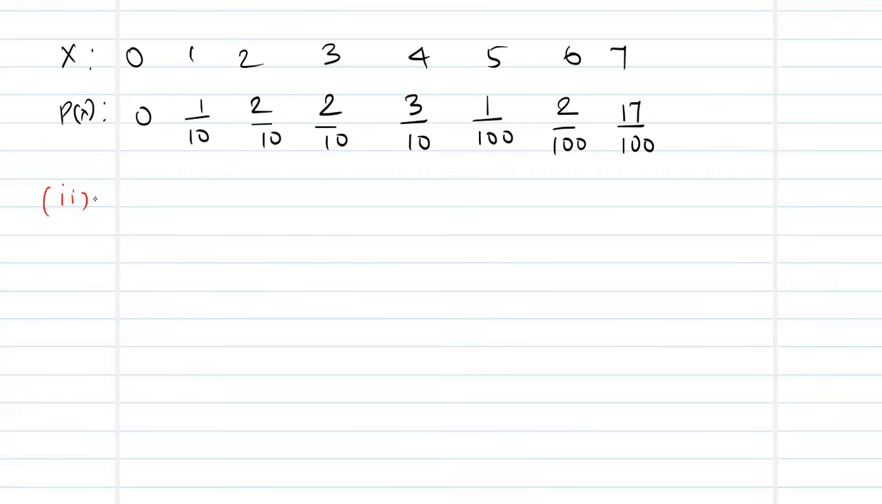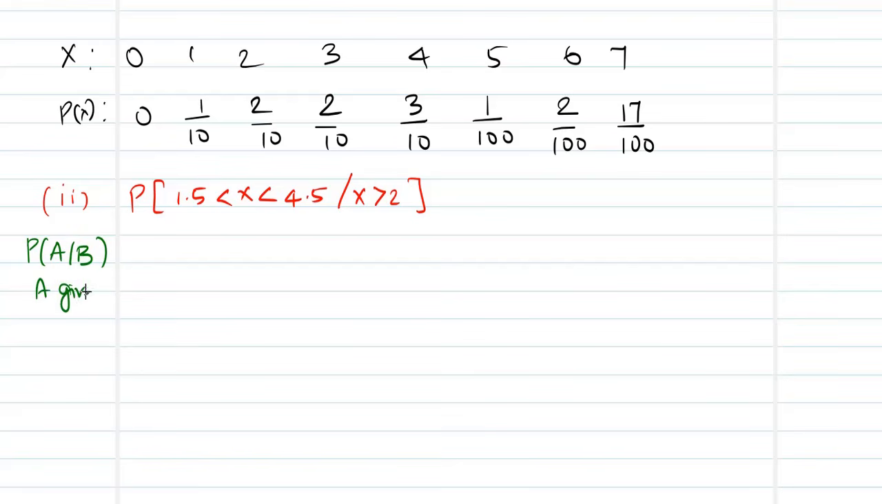Our second subdivision requires us to find the probability of 1.5 less than x less than 4.5 condition x greater than 2. Children, we will have to recollect the formula pertaining to probability of A condition B. Probability of happening of the action A provided B has already taken place. You read this as A given B, meaning B has already taken place or have got over. Depending on it, what is the probability of the happening of A?